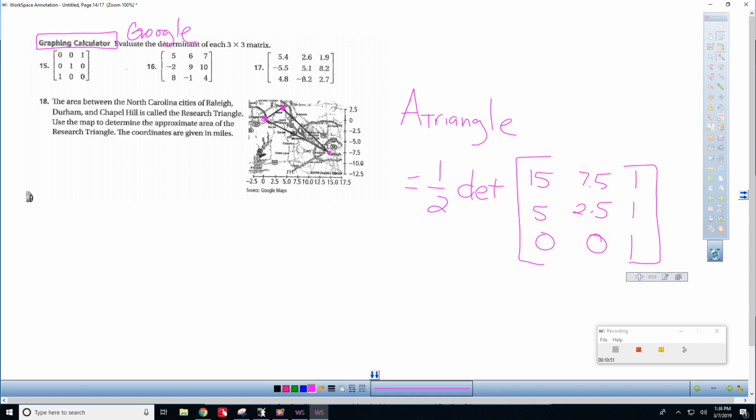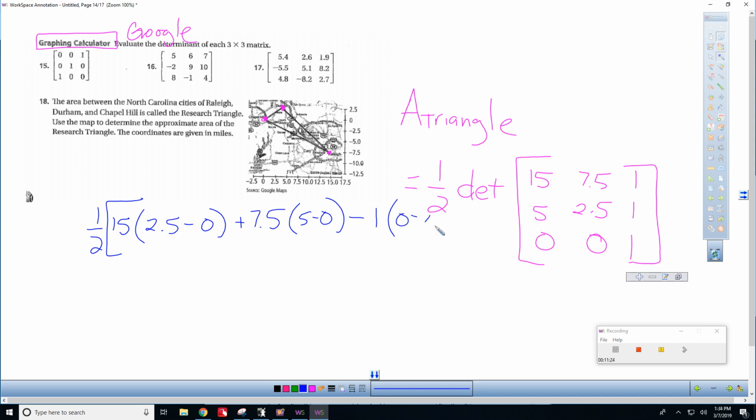Okay, so the area of that triangle is going to be approximately 1/2 times 15 times 2.5 minus 0 plus 7.5 times 5 minus 0 minus 1 times 0 minus 0. So it's going to be 1/2 of 15 times 2.5. Let me get my calculator.